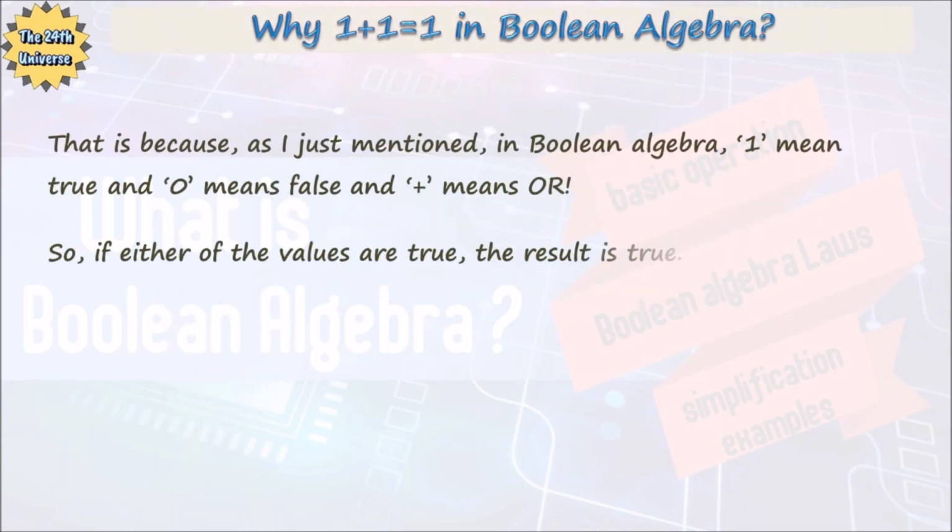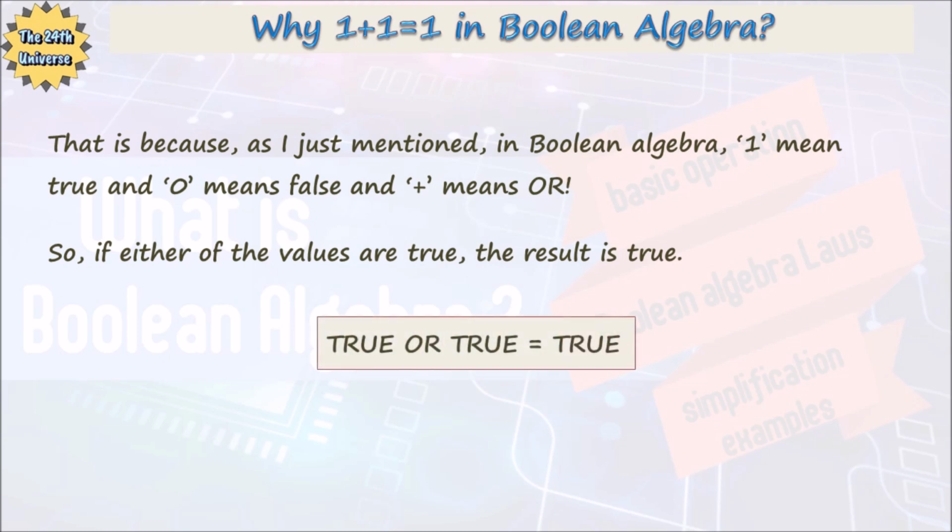Because, as I just mentioned, in Boolean algebra, 1 means true and 0 means false, and plus means or. So, if either of the values are true, the result is true. That is, true or true equals true.